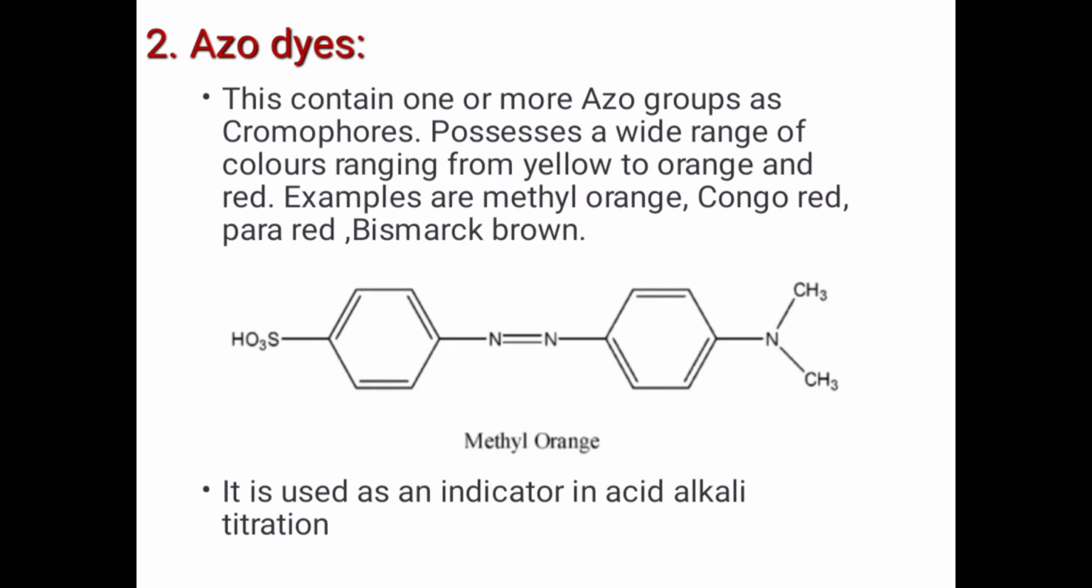Azo dyes. These contain one or more azo groups as chromophores. They possess a wide range of colors ranging from yellow to orange and red. Examples are methyl orange, Congo red, para red, Bismarck brown. Methyl orange is used as an indicator in acid alkali titration.